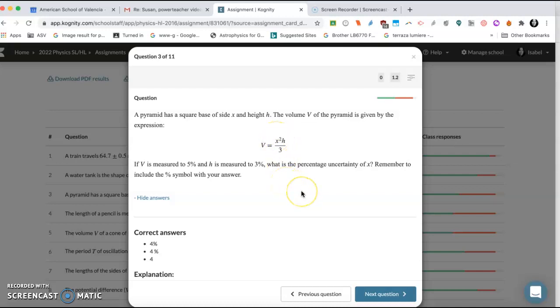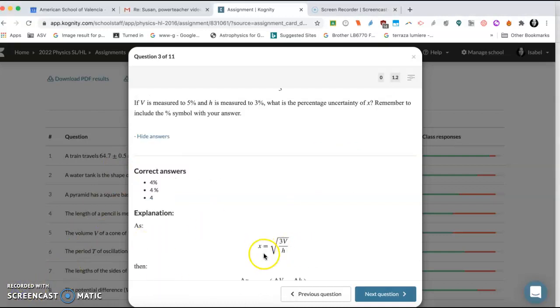Okay? So step 1. The first thing you have to do is to rearrange the equation to make x the subject. So we need to place it in the form x equals. And this is what it looks like. X equals square root of 3v over h. Now let's have a look at our percentage uncertainties. V has a percentage uncertainty of 5 and h has a percentage uncertainty of 3.